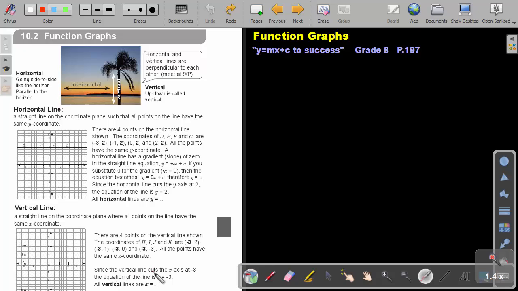So since the vertical line cuts the x-axis at -3, the equation of the line is x equals -3. A vertical line cuts, remember the word cuts, the x-axis, that's why it's x equals.